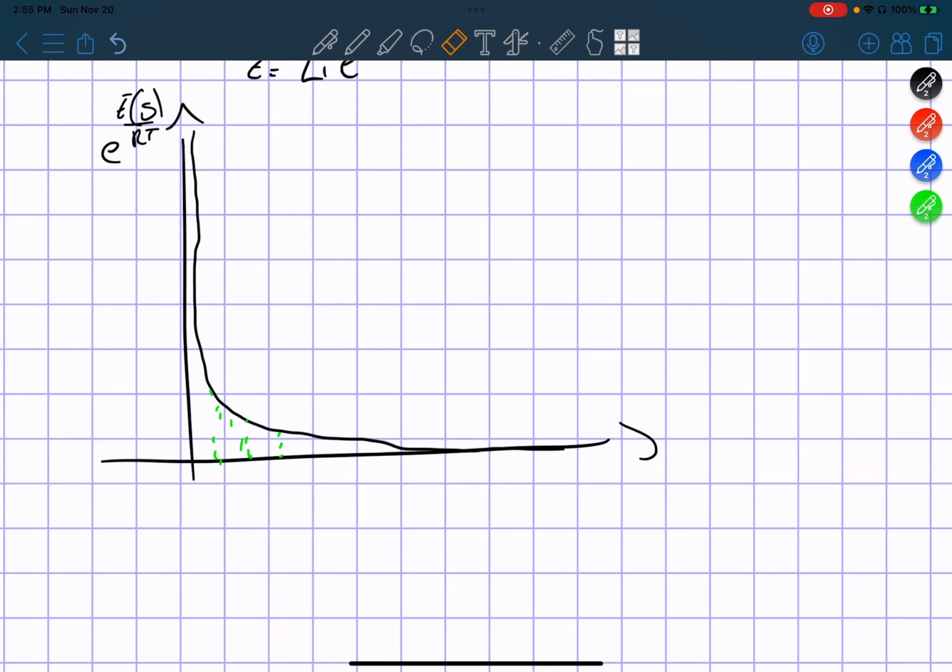This is all you need to know about this function. There's not much to it. And now you're ready to do the problem.